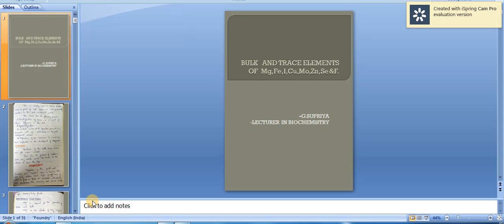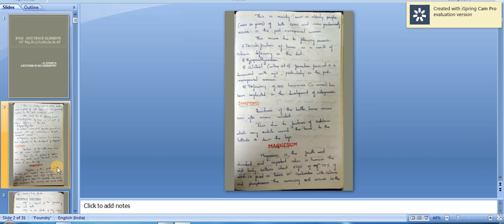Now I'm going to explain the macro mineral magnesium. Next, let us discuss magnesium. Magnesium is the fourth most abundant and important cation in humans.